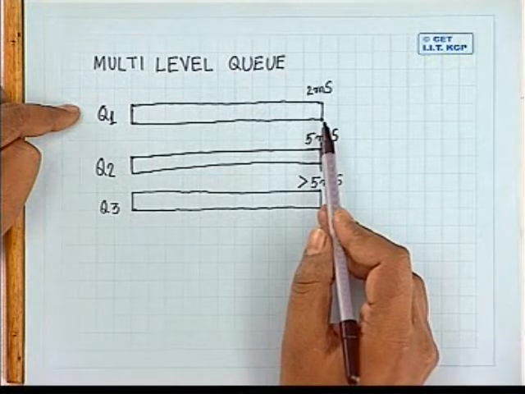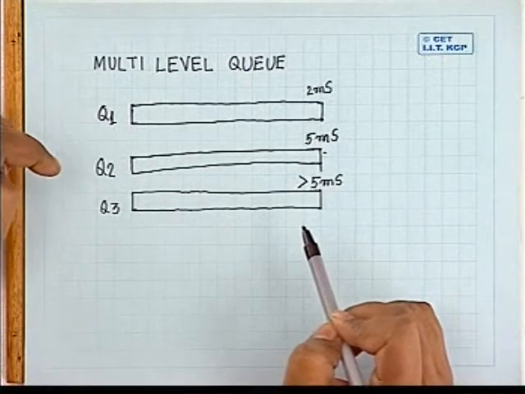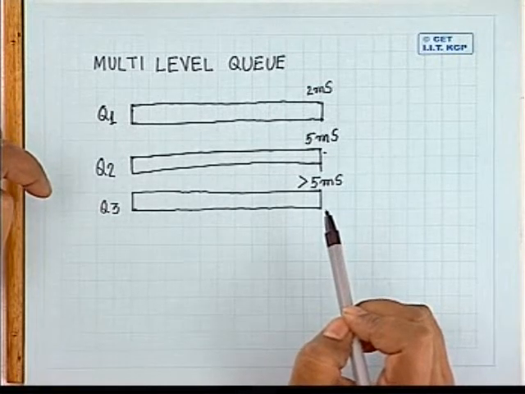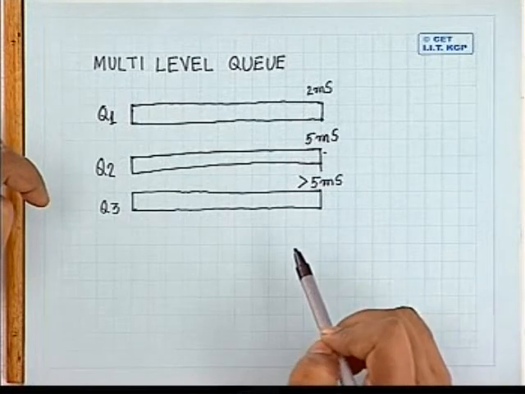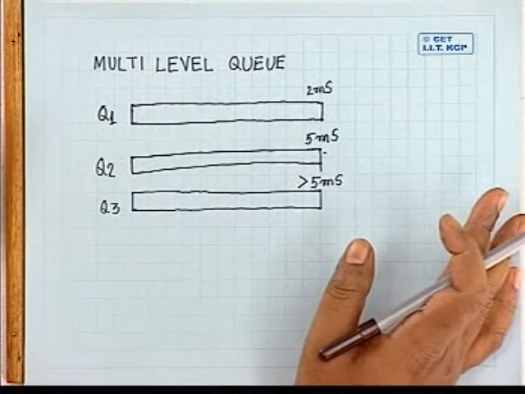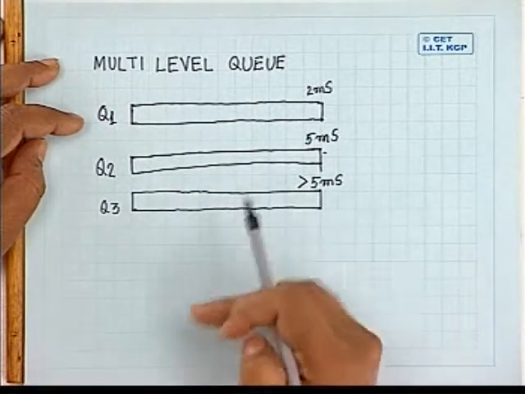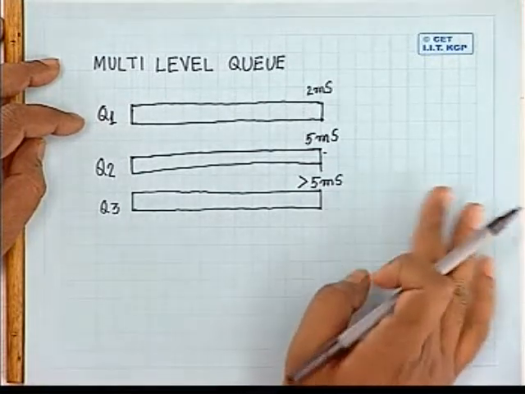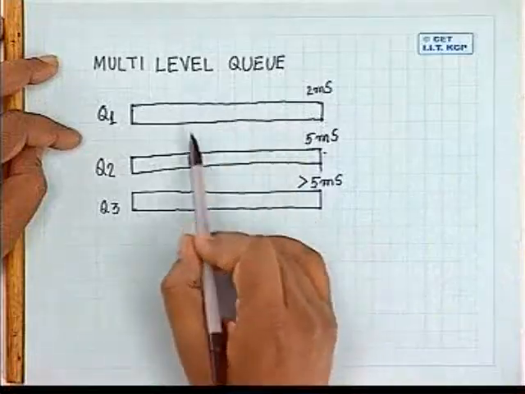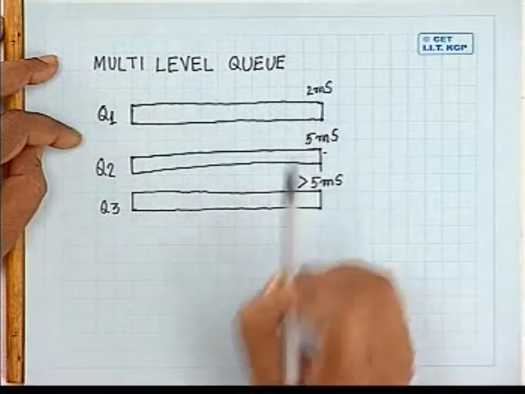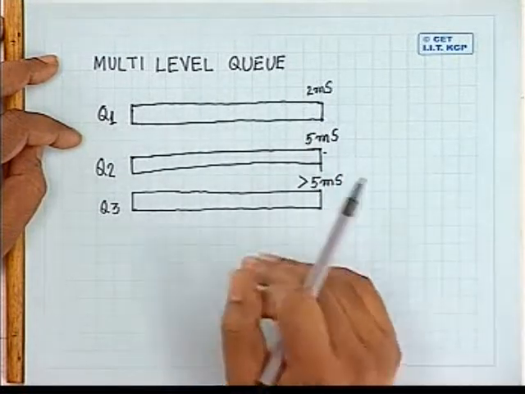But there is a disadvantage. It does not take care of the dynamic nature of the job. For example, a job may initially take CPU bursts of greater than 5 milliseconds, meaning the job is CPU bound, but after some time maybe the job becomes IO bound, so the CPU time requirement of the job will be less. Similarly, a job which initially was IO bound, with CPU bursts of less than 2 milliseconds, may after some time become CPU bound. That is, the CPU burst requirement of the job will become greater than 2 milliseconds.